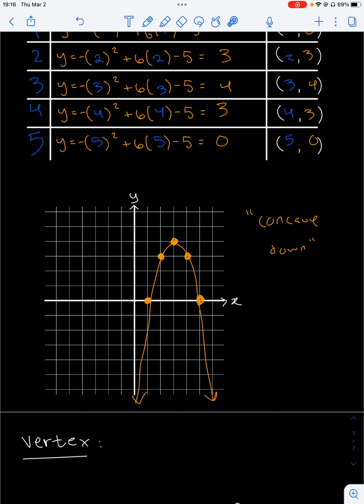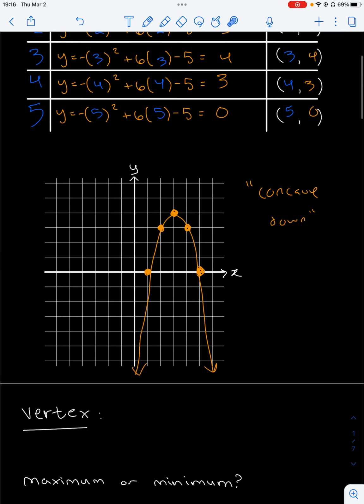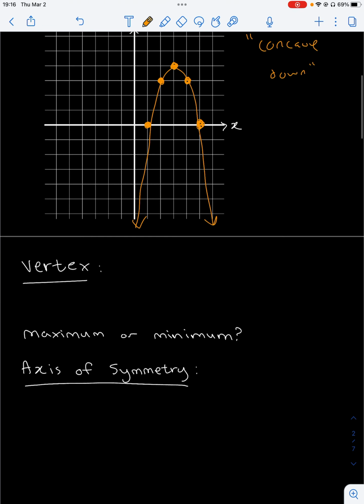Same thing with these 2 points. They're now 2 values away on either side. It's growing, or rather shrinking, or changing at the same rate in the same direction. So that central point we call the vertex. And here, of course, it's at a value of 1, 2, 3, 1, 2, 3, 4, or in coordinate geometry, we can list that as (3, 4).